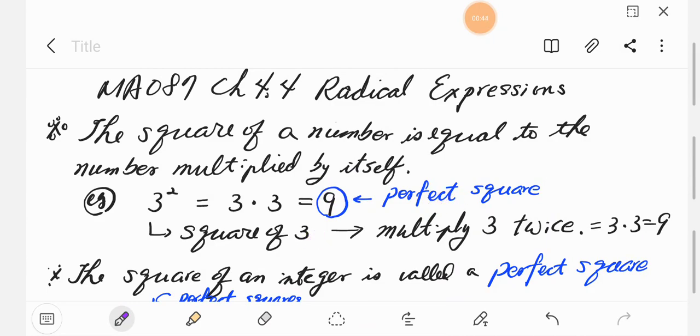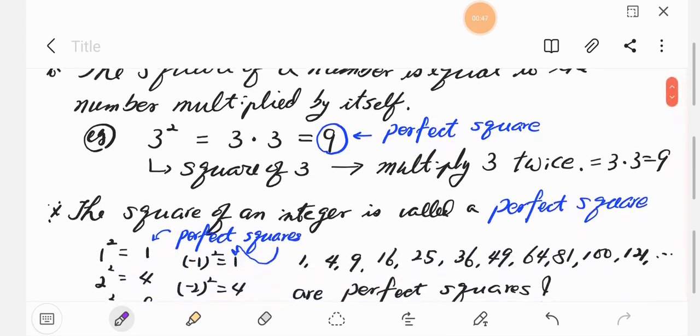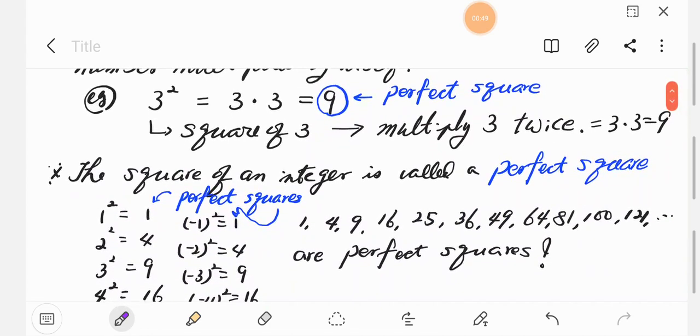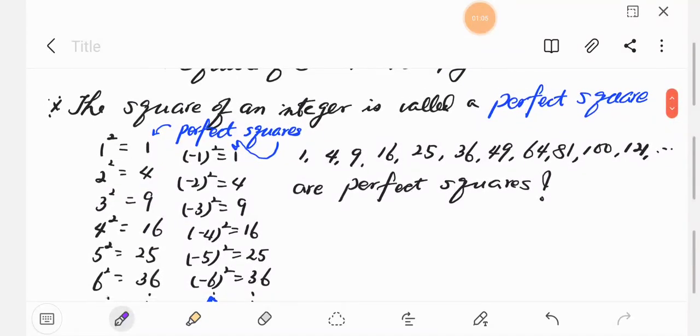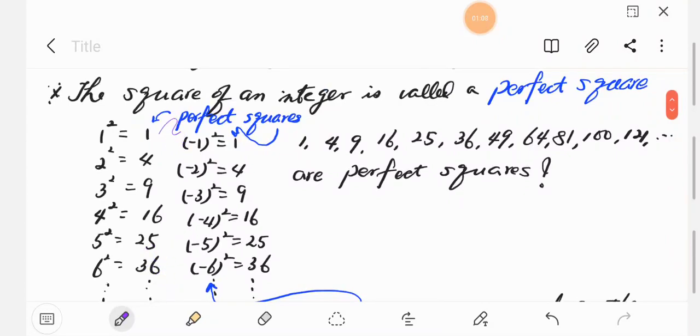Perfect square. So if you square an integer, let's start from 1: 1 squared is equal to 1, so 1 is a perfect square. 2 squared is 4, 3 squared is 9, 4 squared is 16, 5 squared is 25, 6 squared is 36, and so on. These numbers are called perfect squares. A perfect square is the square of a number.